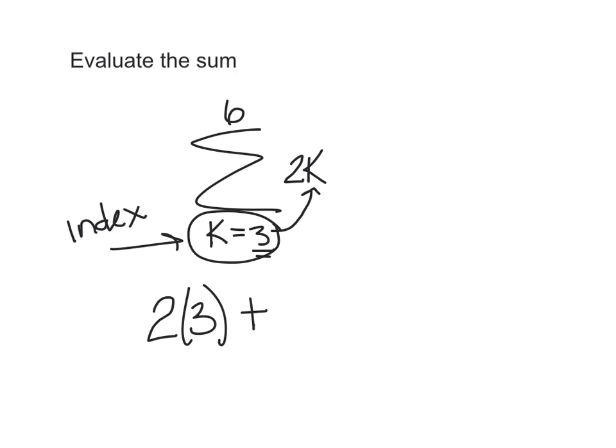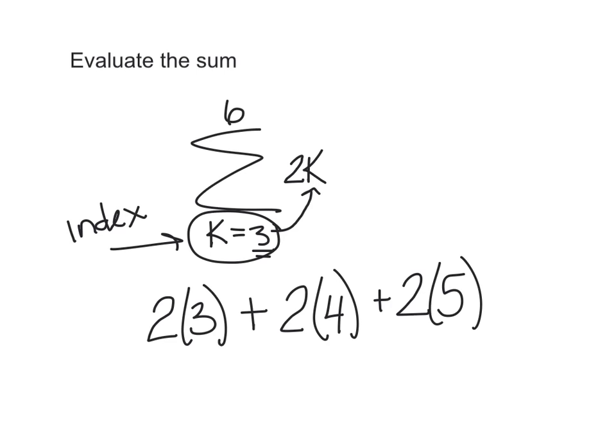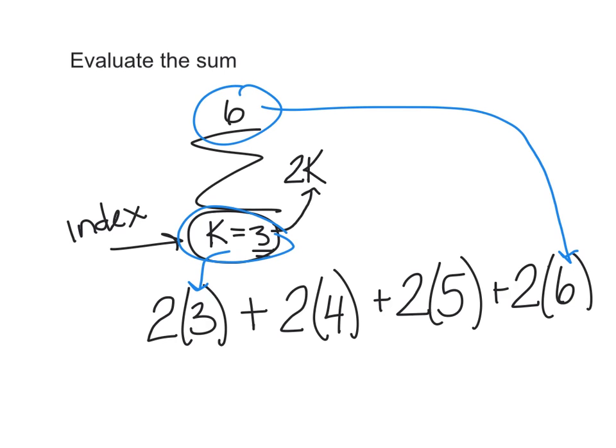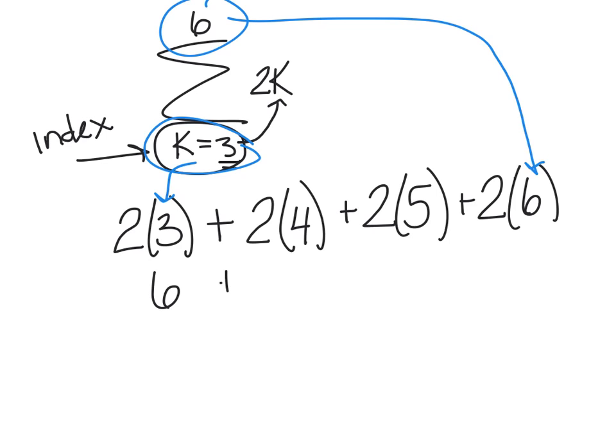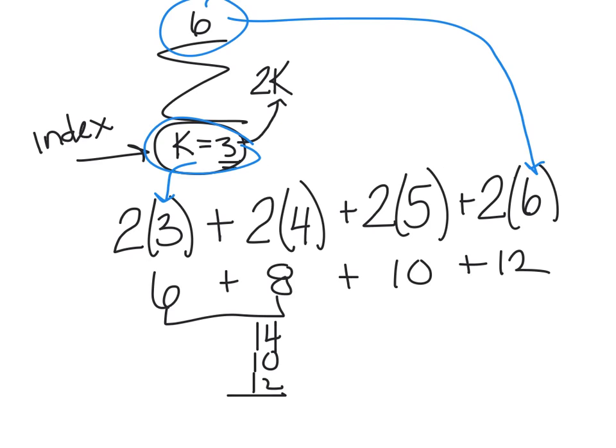After 3 comes the number 4. So 2 times 4 plus 2 times 5 plus 2 times 6. So we start at this lower index of 3. We're going to end at 6, and sigma, or summation, just means to add each term together. So 2 times 3 is 6, 2 times 4 is 8, 2 times 5 is 10, and 12. Again, my goal is just to add them together. So that gets me 14 plus 10 plus 12, looks like 36. And that is the sum of 2k from k equals 3 to 6.